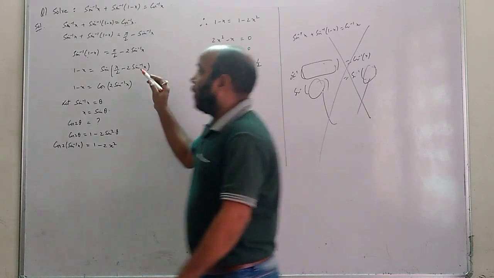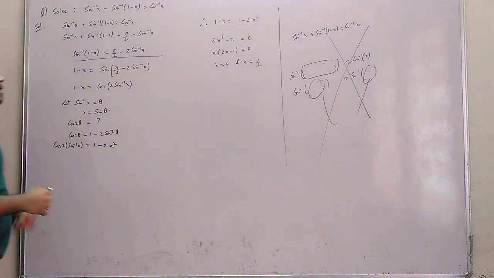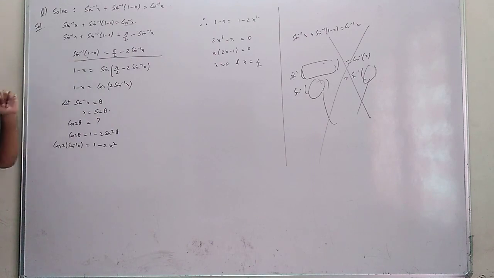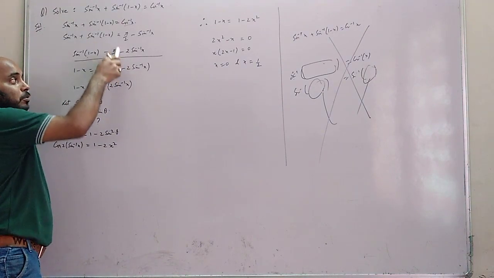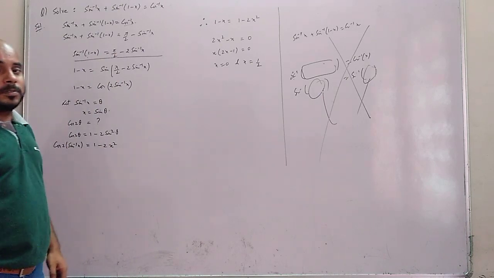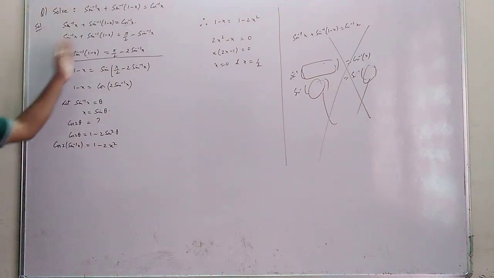Okay, now what do I do after this step? Now I can't do anything. So what I'm doing, my job is to remove sin inverse and all. So I'm shifting this side that side. Why? Because we have a terminal here, pi by 2. We can use the quadrant concept. That is the reason I'm shifting it this side, that side.